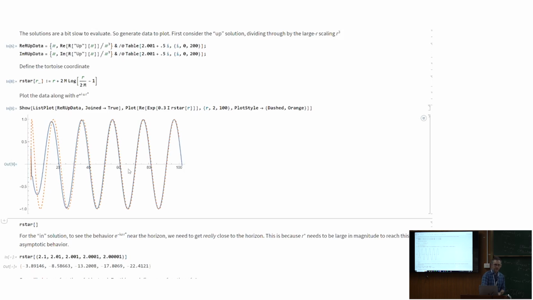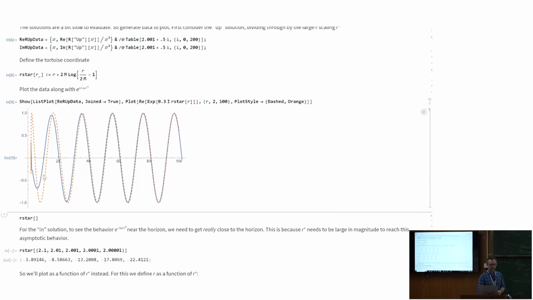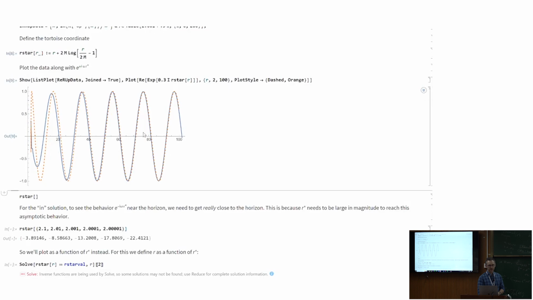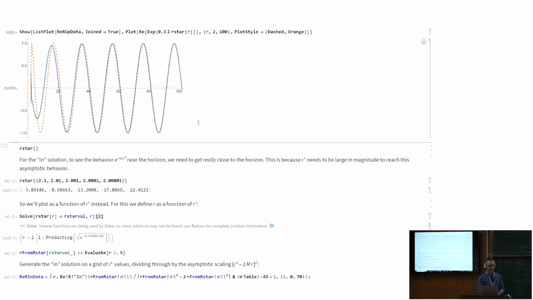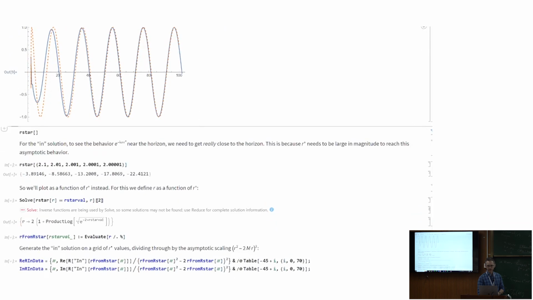And you see they overlap extremely well, even at relatively small values of R. They're already overlapping pretty well at R equals 30 or something, even though this is supposed to be a large R limit behavior. And then once you're very, very close, they look quite different. So yeah, this is our outgoing traveling wave here. I don't know what this is doing.